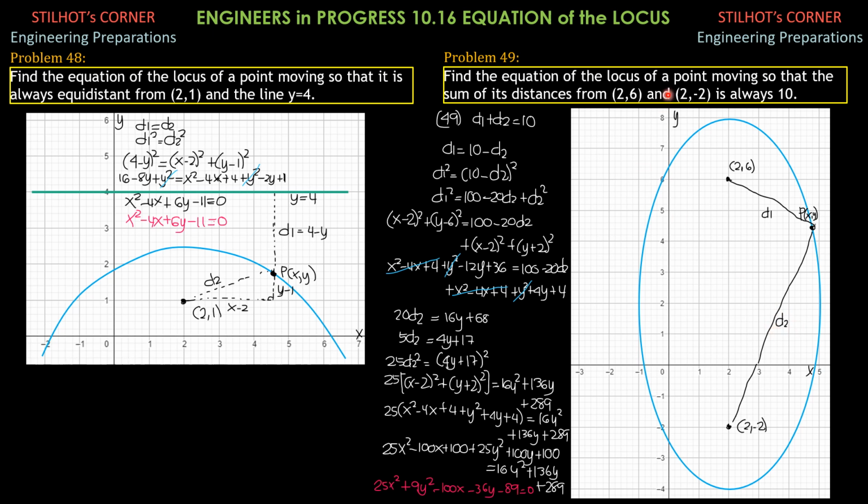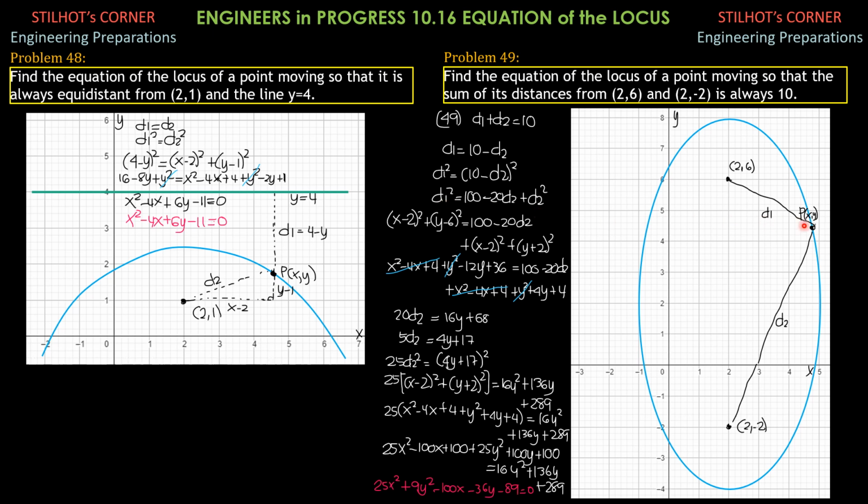So based on the statement here, d sub 1 plus d sub 2 is equal to 10. So d sub 1 is 10 minus d sub 2. Squaring, d sub 1 squared equals (10 minus d sub 2) squared. So expanding, d sub 1 squared equals 100, square of 10, twice the product, negative 20 d sub 2, square of negative d sub 2, so (negative d sub 2) squared is d sub 2 squared.